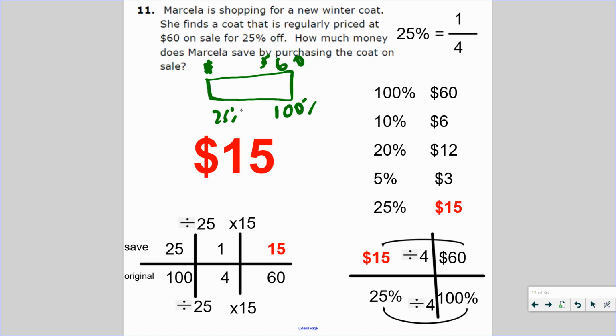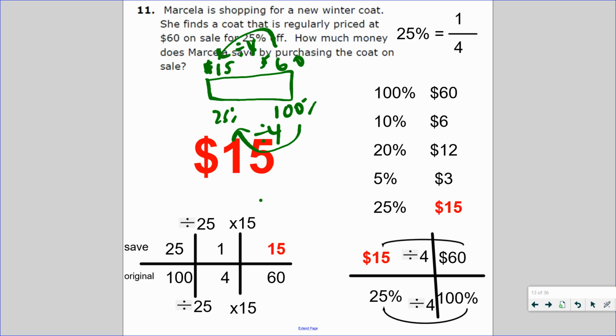Do you want to do a side-to-side or up and down relation? I'm going to do a side-to-side relationship. Divide by 4, 100 divided by 4, divide by 4, $15. Oh, it's right here. Some people prefer making a table. So you save $15.